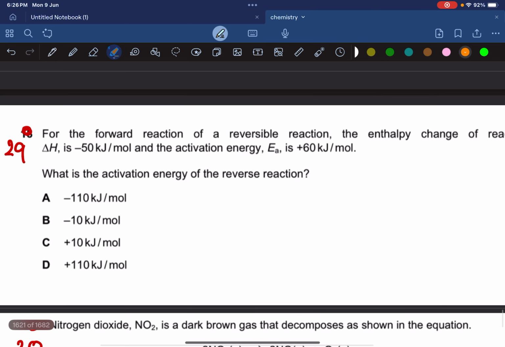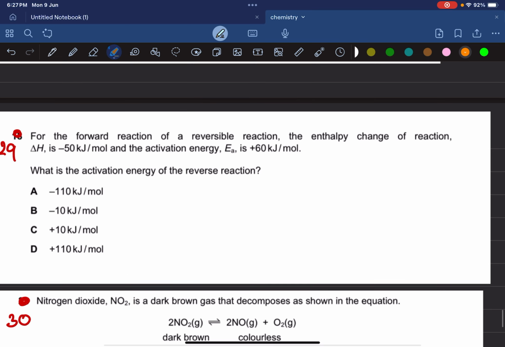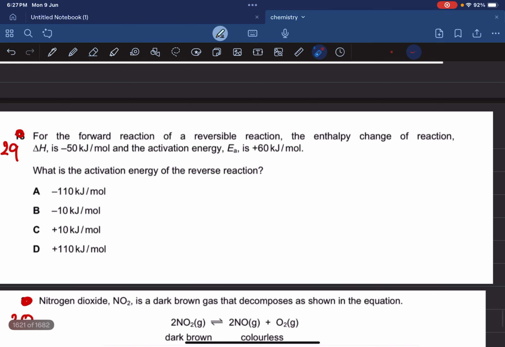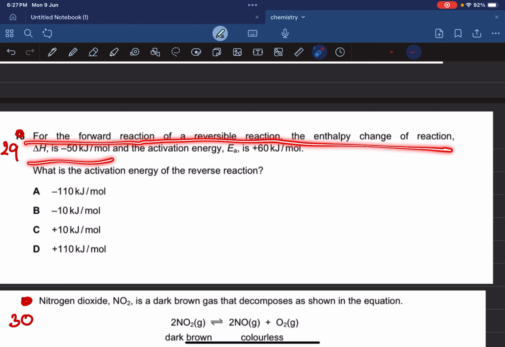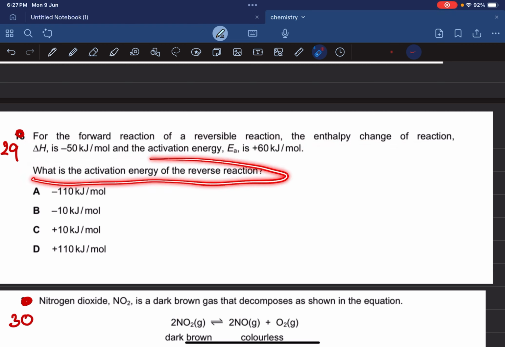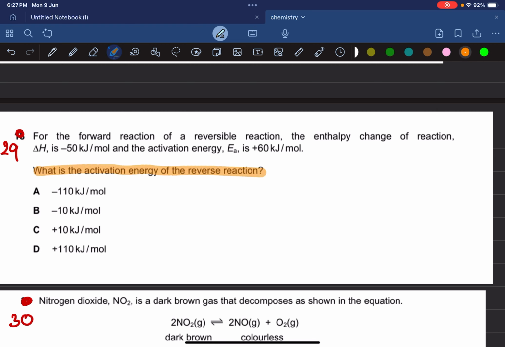Okay, moving on. Another nice question. I'd love it if you guys solve it before me. For the forward reaction of a reversible reaction, the enthalpy change for the reaction is this, and the activation energy is this. What is the activation energy of the reverse reaction? Can any one of you tell me? Let's draw an energy profile diagram to better understand this question.